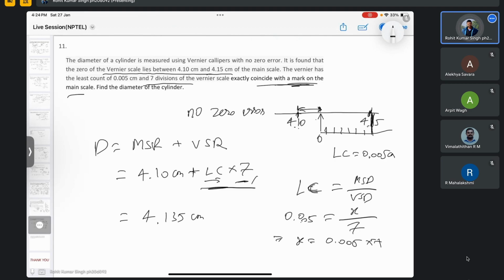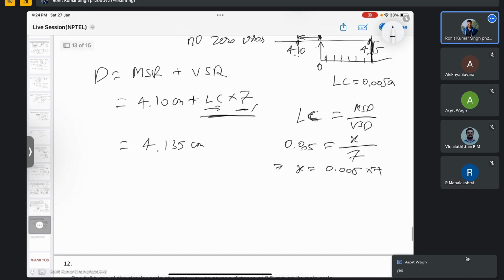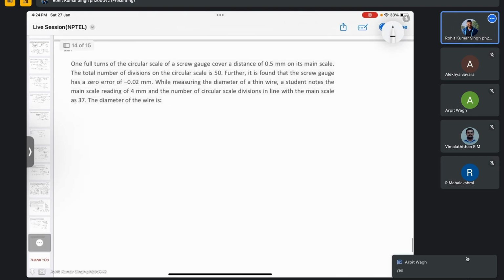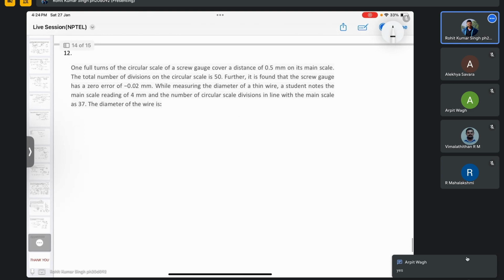Did you get it? Okay, this is the last problem. So now here you will understand the concept of zero error in more detail. I'll first read out the problem.